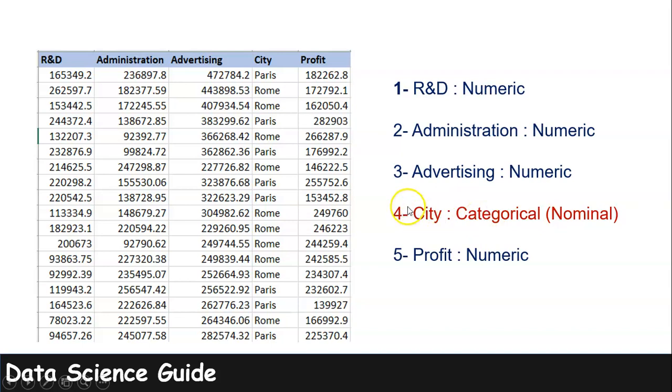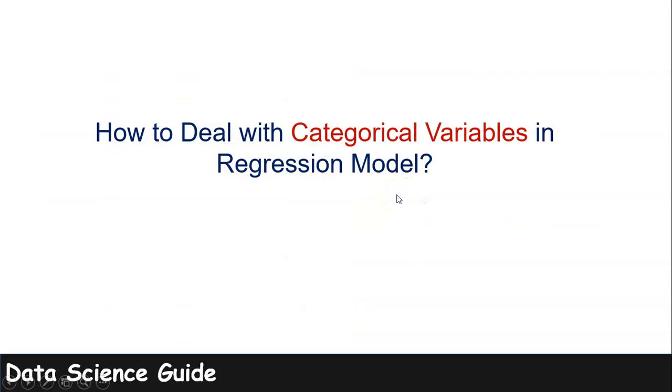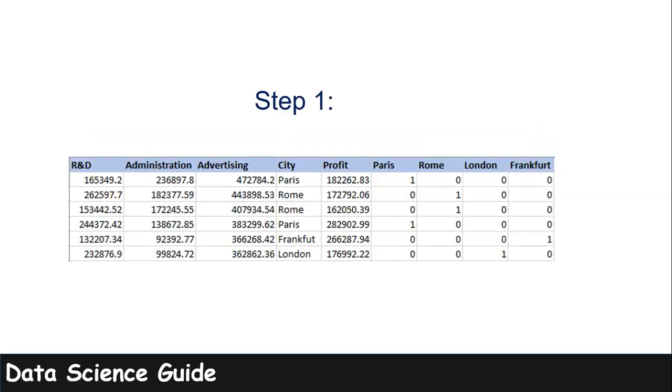And the solution for this problem is the dummy variables. So dummy variables can solve this issue. And to create dummy variables, we should follow these steps one by one. First thing, we need to add a number of columns to our data equal to the number of the values that we have in this categorical column.